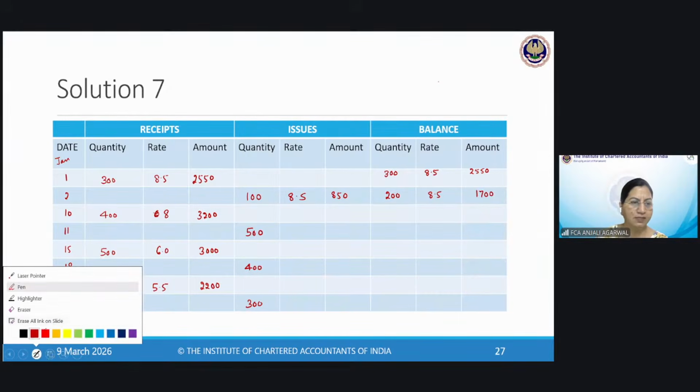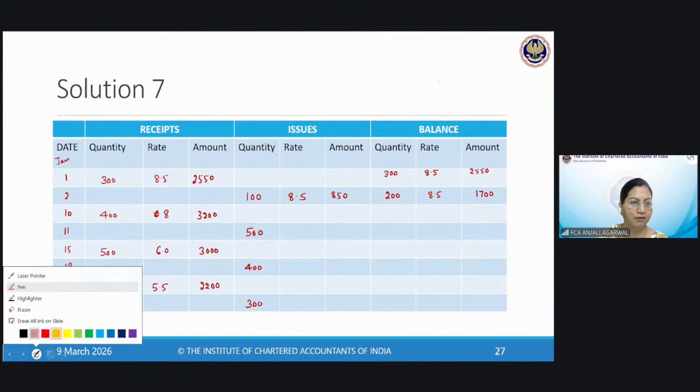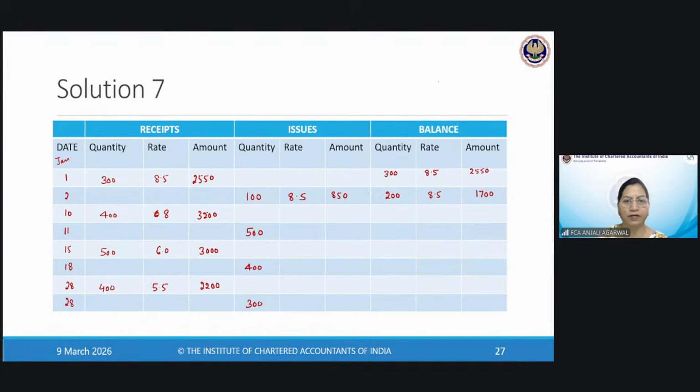Now what happens is, then you receive another 400 kgs at the rate of 8. So on this date, when you write the balance, you will write two figures, 200, which is at the rate of 8.5, and 400 units, which is at the rate of 8. So the total value is 1700 plus 3200, $4,900.